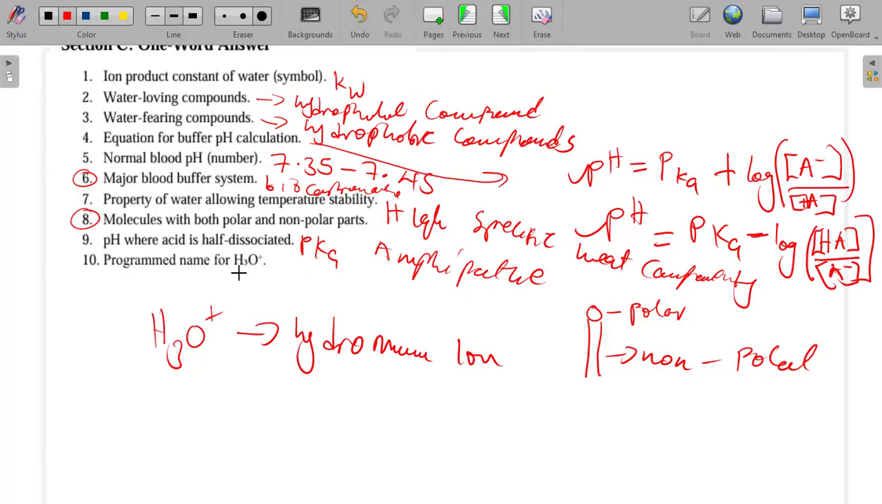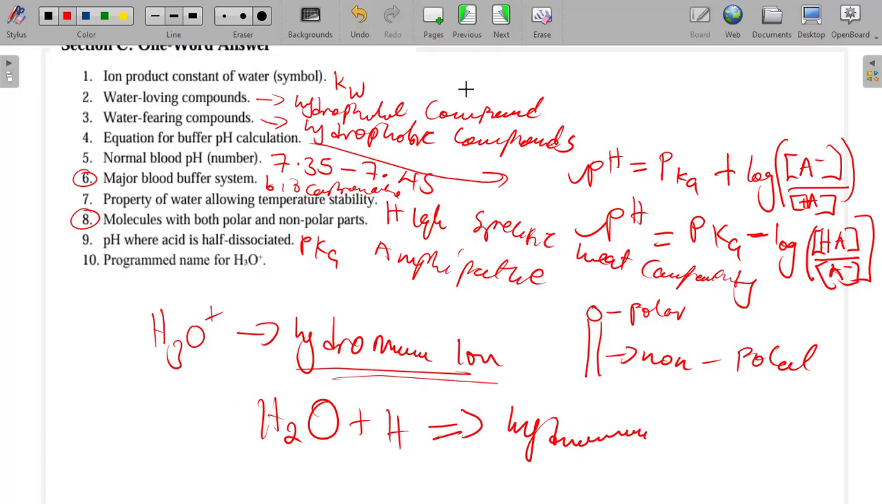So this usually happens when a water molecule gains a hydrogen ion, right? So we add a hydrogen ion to a water molecule, we get hydronium ion. Okay, so that's the name for H3O plus. So that's the programmed name there, hydronium ion. Okay, so that's what we have for this session.